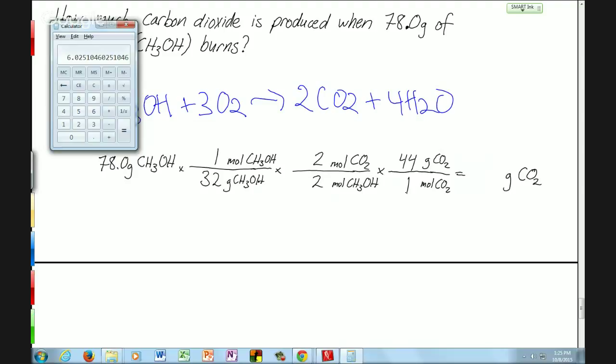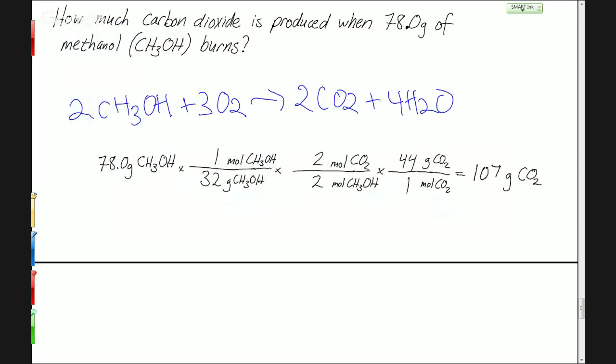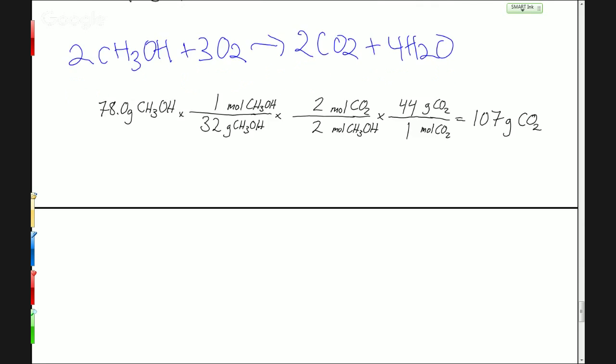Okay. Calculate it. 78 divided by 32 times 44. 107. 107.2. 107 grams of CO2. Sound good? Sounds about right. All right, let's try another one.